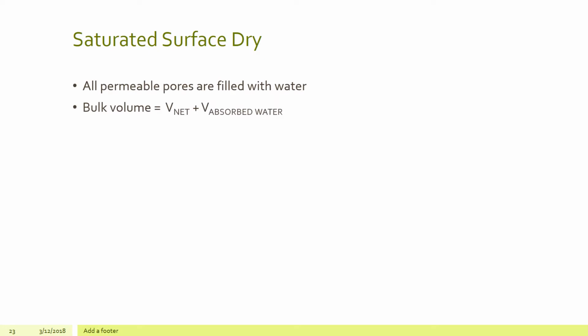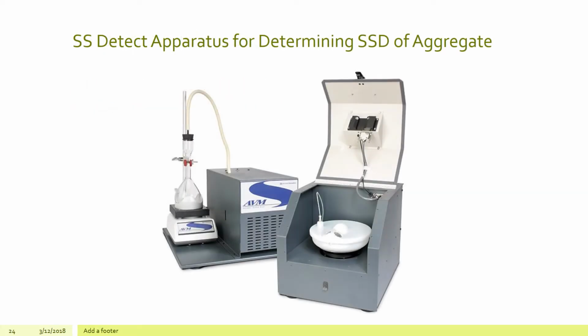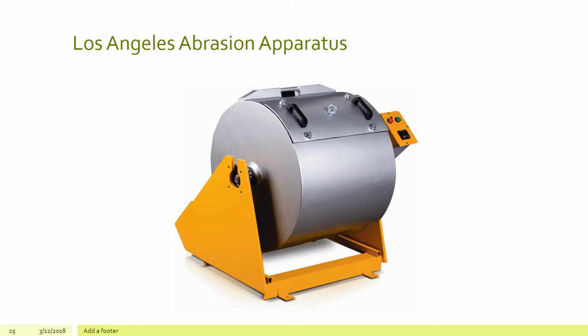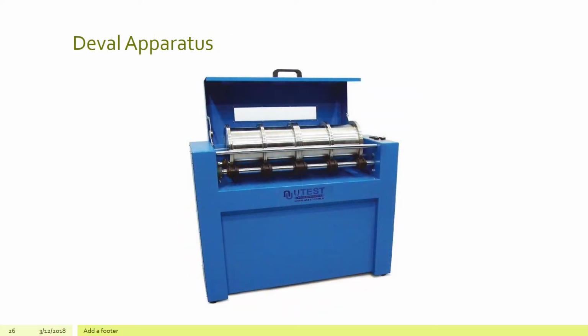Saturated surface dry. All permeable pores are filled with water, and we look at the bulk volume, or the volume net, plus the volume of the absorbed water that we have. So if we look at some test equipment here, we've got an SSD apparatus for determining, of course, the SSD of the aggregate. We also look at the Los Angeles abrasion apparatus, the Deval apparatus that we could use.